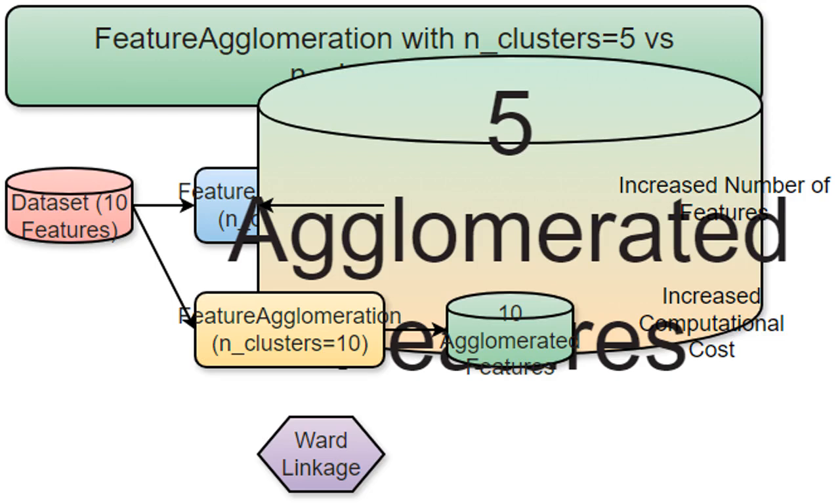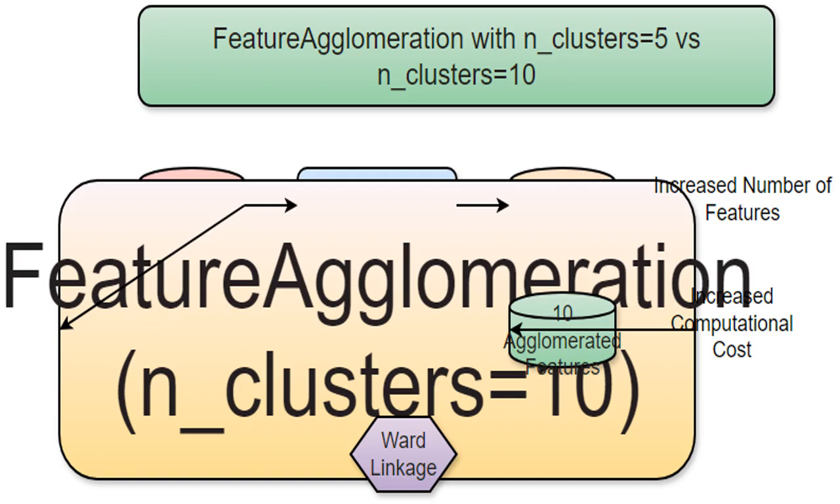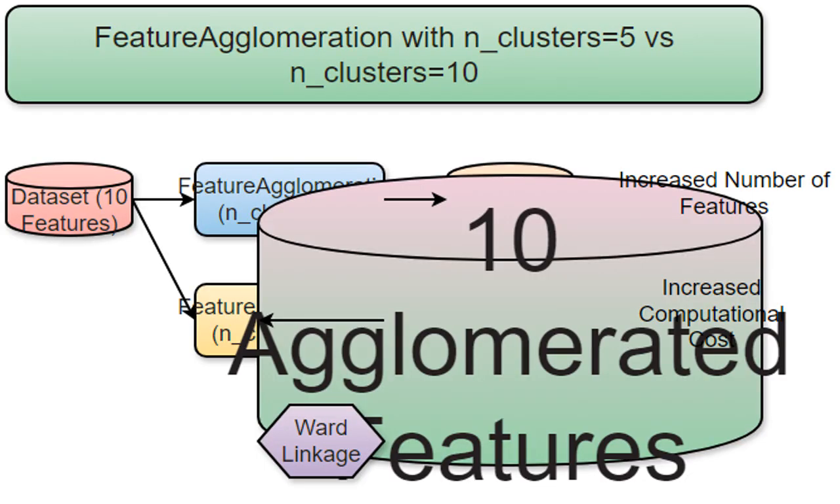The result of the first grouping is that I now have 5 new, combined features. Each is a combination of some of the original 10 features. Now, I repeat the process, but this time I ask FeatureAgglomeration to create 10 clusters instead of 5. I'm aiming for more fine-grained grouping. The outcome is that I now have 10 combined features, each representing a smaller group of the original 10 features than in the previous case.